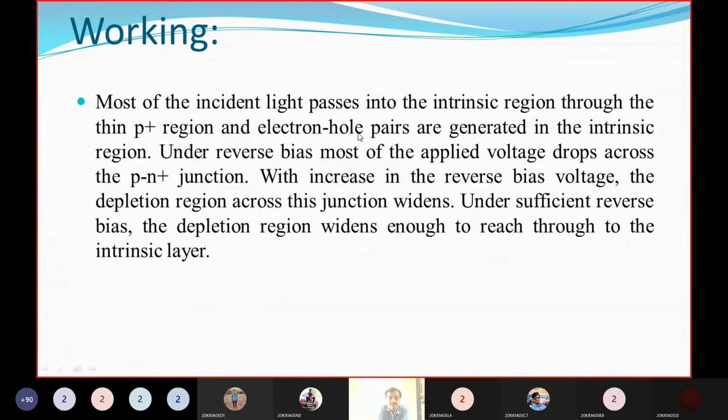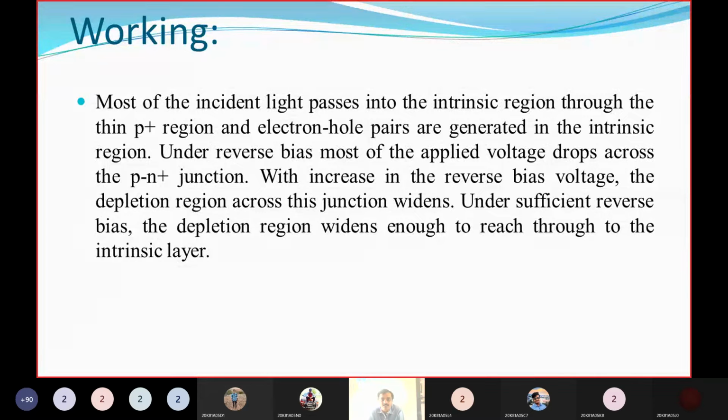With increasing the reverse bias voltage, the depletion region across this junction widens. Here there are three junctions. With increasing reverse bias voltage, a potential difference will be developed, and the depletion region also increases, mainly on two regions. I will explain on which regions it will be.